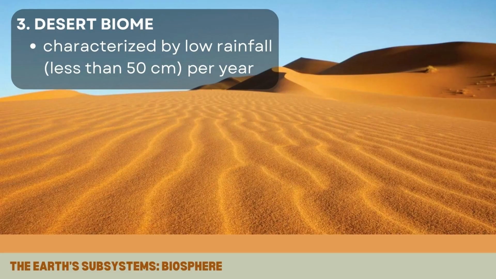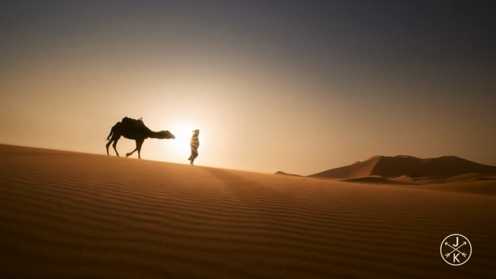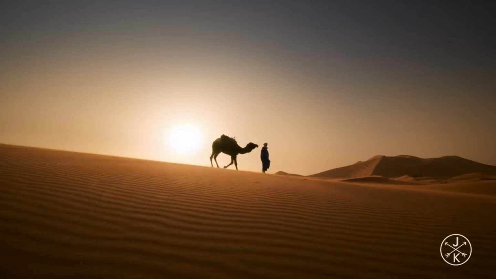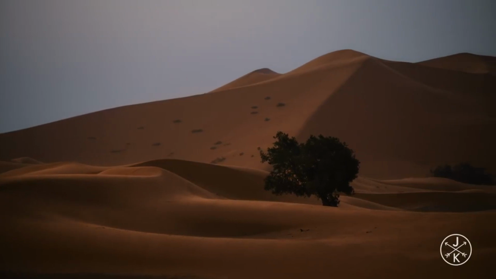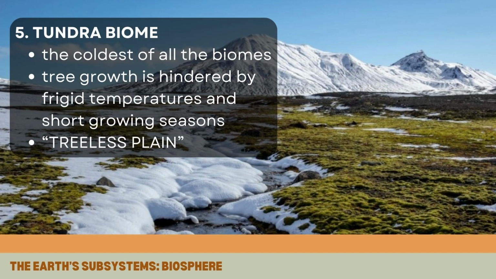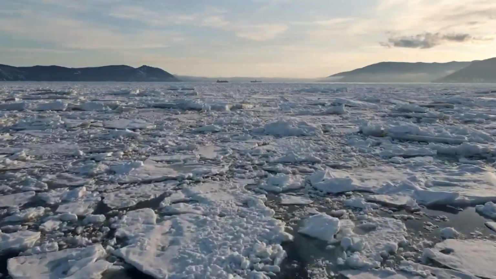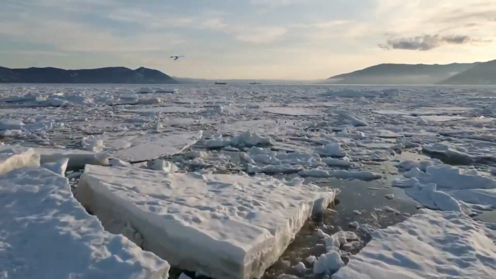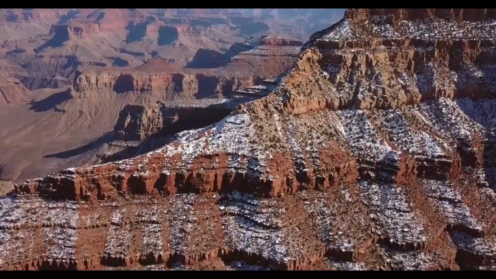The desert biome has low rainfall and specialized vegetation such as cactuses, and specialized animals. An example would be camels. They are specialized because they can adapt to its harsh condition. Grassland biome receives just enough rain to sustain grass, but not enough to grow many trees. Lastly, we have tundra biome. It is the coldest biome. Due to cold weather and short growing season, it hinders tree growth, and because of this, it is also called a treeless plain.